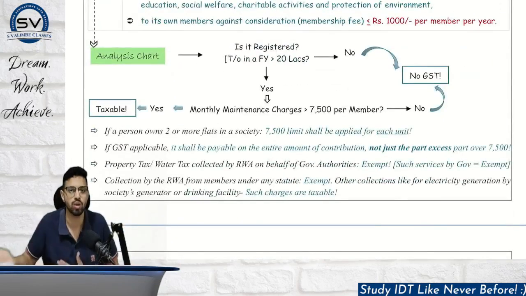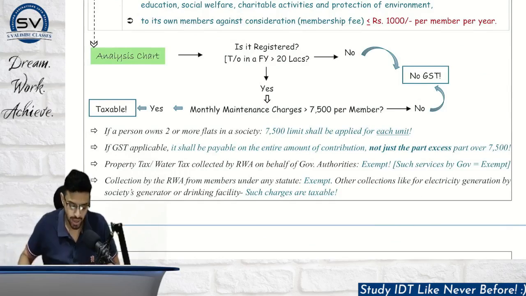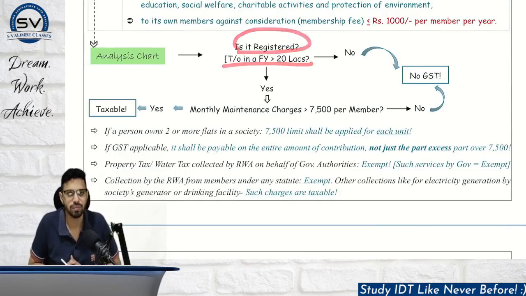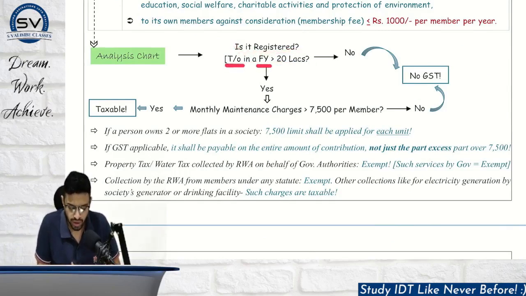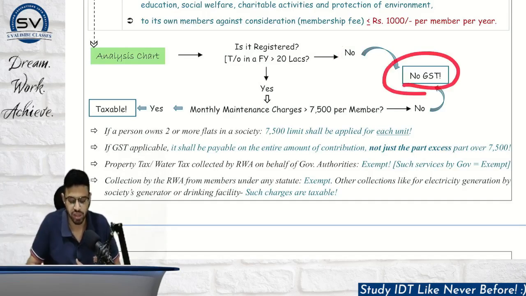Just because something is more than 7,500, we cannot directly say GST will be applicable, because the total should exceed 20 lakh also, right? So let's see. First ask, is that society registered? Means turnover in a financial year, is it more than 20 lakh? If the answer is no, regardless of it being more than 7,500, the main applicability is not getting hit here. So in that case, no GST.